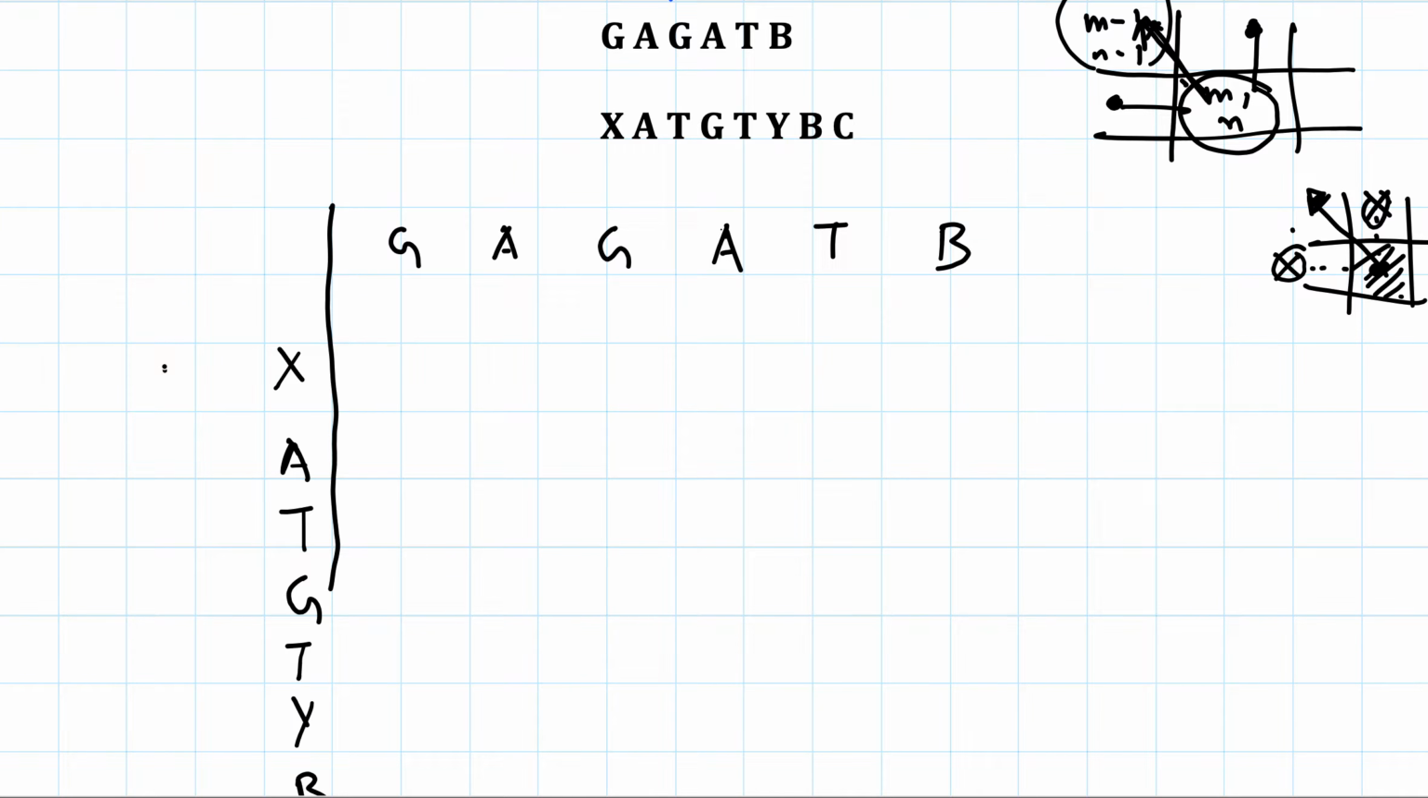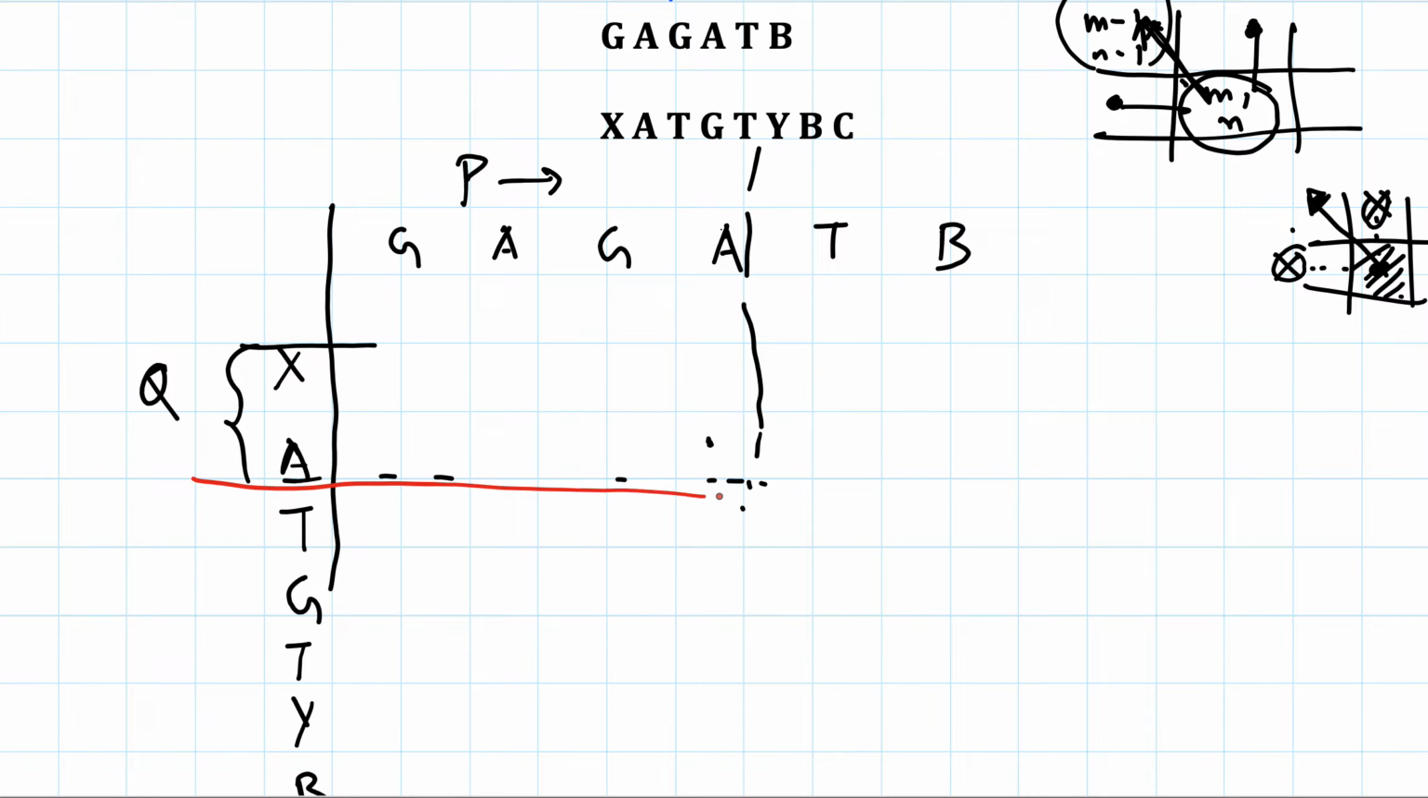So this side is Q, this side is P. So if we want the value of this cell, it means this part of Q, that is from the beginning to this part. So we are interested in this part. If we are solving for this cell, that means we are interested in this part, that is GA and XA. So this will be the meaning of the cell.